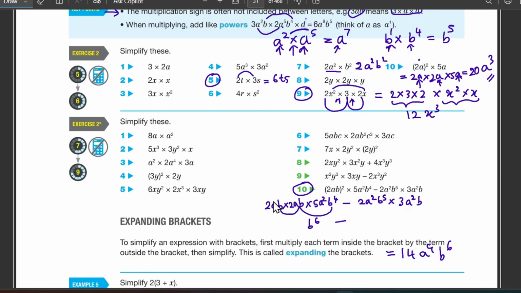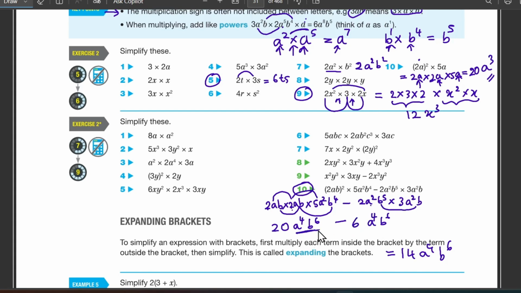And a times a is a to the power 2, a times a to the power 2 times a to the power 2 is a to the power 4. And then the numbers, 2 times 2 is 4, 4 times 5 is 20. And here also the similar thing, b to the power 5 times b to the power 6, b to the power 6. A squared times a squared, a to the power 4. And then the numbers, 2 times 3 is 6.